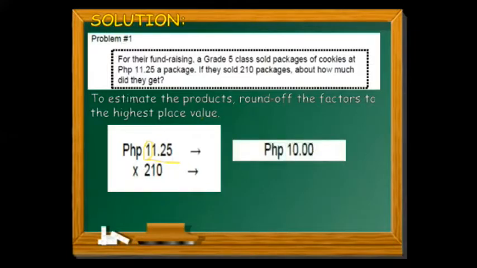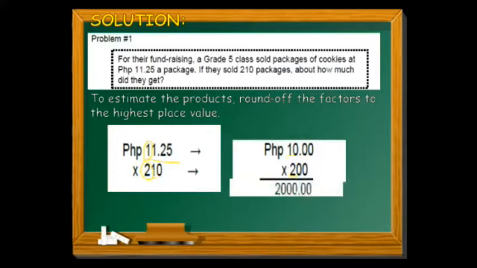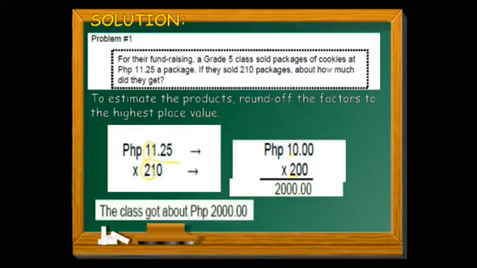And then the next factor, we have 210. The highest place value is the 2. That's the left side. Yung katabi niya is 1, so remain lang siya. So magiging siyang 200. So let's multiply. So this one, since puro zero naman siya, we will just multiply 2 and 1. So it becomes 2, and then count the number of zeros. 1, 2, 3, 4, 5. The answer will become 2,000.00. There's about 2,000 pesos.